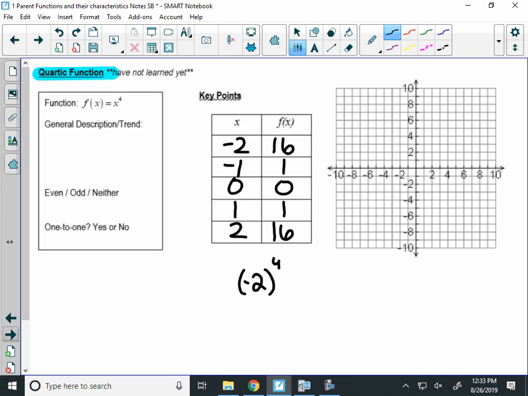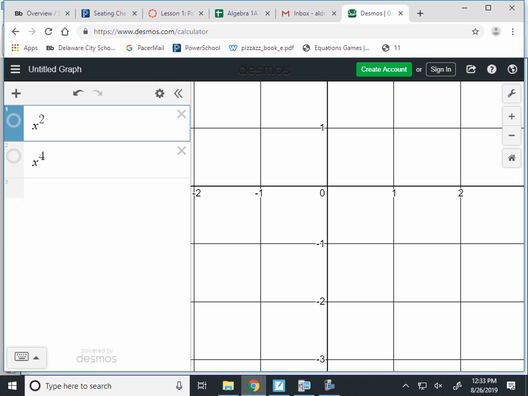Now, obviously, we don't have enough room on here to plot negative 2, 16 or 2, 16. So we'll skip that point. We'll have negative 1, 1, because that point would be way up off the board here. 0, 0, 1, 1. Now, before you connect those, I want to show you something. I'm going to pull up Desmos here.